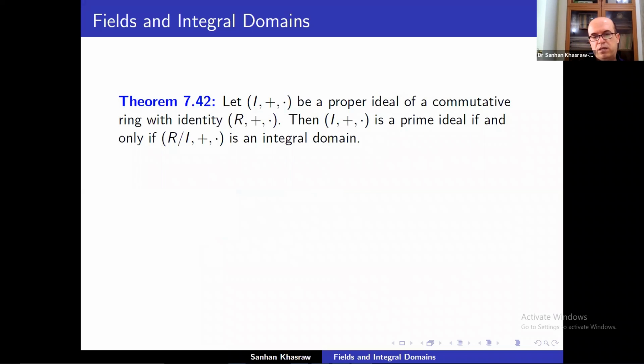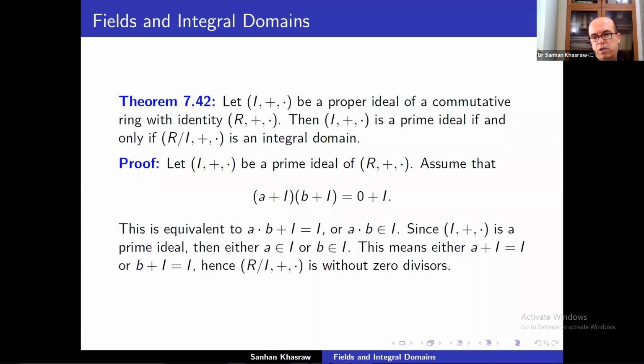So again, if I take the quotient of a ring by a maximal ideal, I gain a field. But how about if I take the quotient of a ring by a prime ideal? Then I get an integral domain. So if our ring is commutative with identity, then an ideal I is prime if and only if R over I is an integral domain. We can do the proof in a similar way as I did for the maximal ideals.